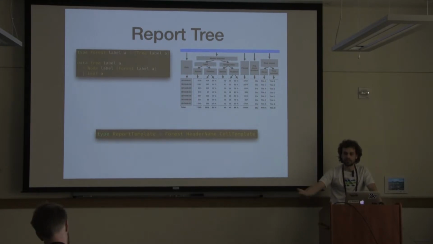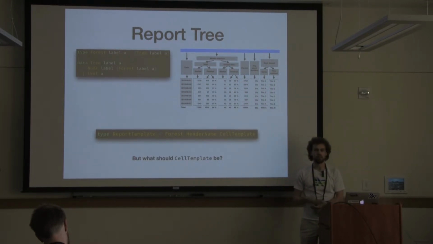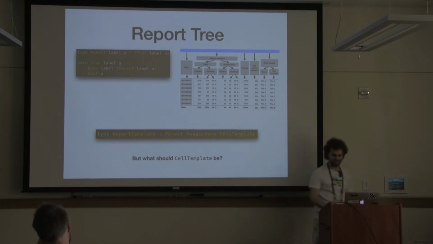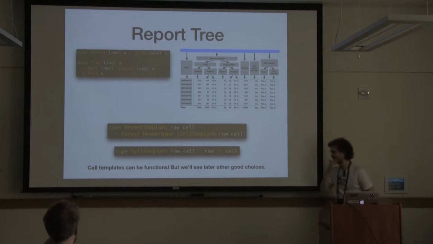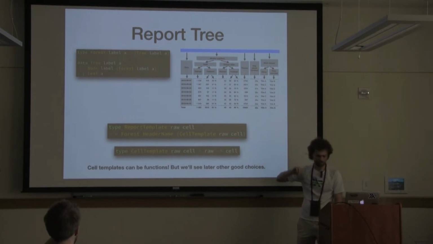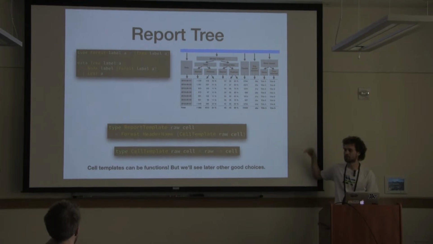Now, a report template is a forest where labels on nodes are header names, and leaves are cell templates or column templates. So what is a cell template? What do you think? What do you think can be used in a functional language? Function? A function, yeah, that's great. That's actually exactly the first approximation that we can do, is just to introduce a function. But what is this function about?